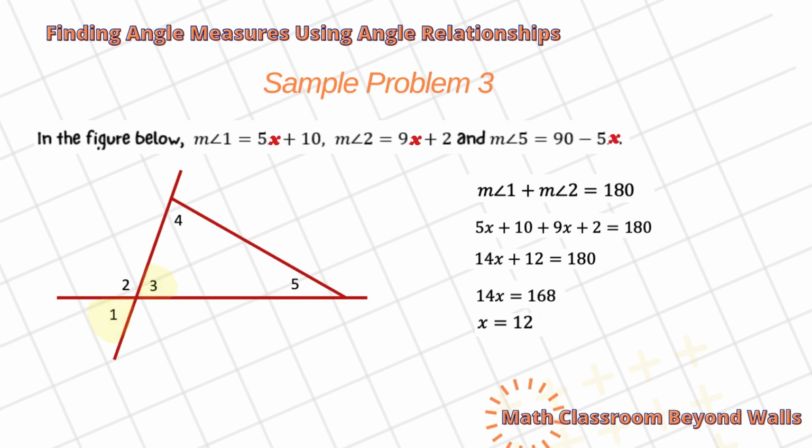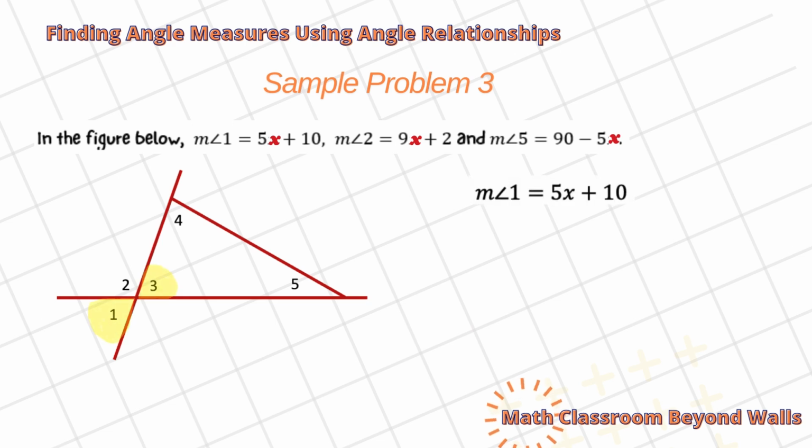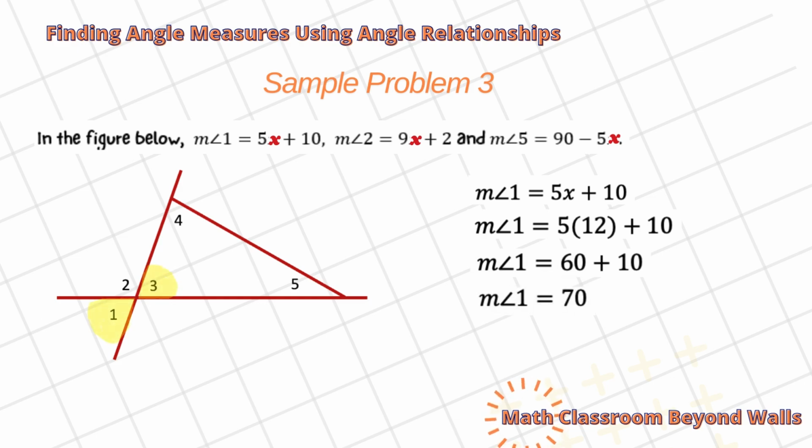For us to know the measure of angle 3, we need to know the measure of angle 1. To get the measure of angle 1, we need to plug in the value of x we obtained earlier. We start with what is given, the measure of angle 1 containing variable x, which is 5x plus 10. We plug in the value of x, so we have 5 times 12 plus 10. Multiplying 5 and 12, we have 60 plus 10. Adding 60 and 10 gives us the measure of angle 1. So the measure of angle 1 is 70 degrees.